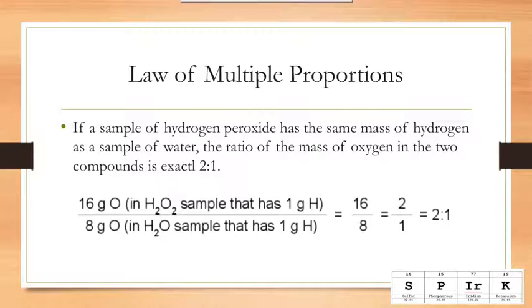So if we look at this, we have 16 grams of oxygen, and that's in a sample of hydrogen peroxide that has 1 gram of hydrogen. And there is 8 grams of oxygen in a sample of water that we say has 1 gram of hydrogen. So we divide that out and we get 16 over 8. We round those down. Smallest whole number ratio, 2 to 1. So hydrogen peroxide has twice the amount of oxygen as water does.